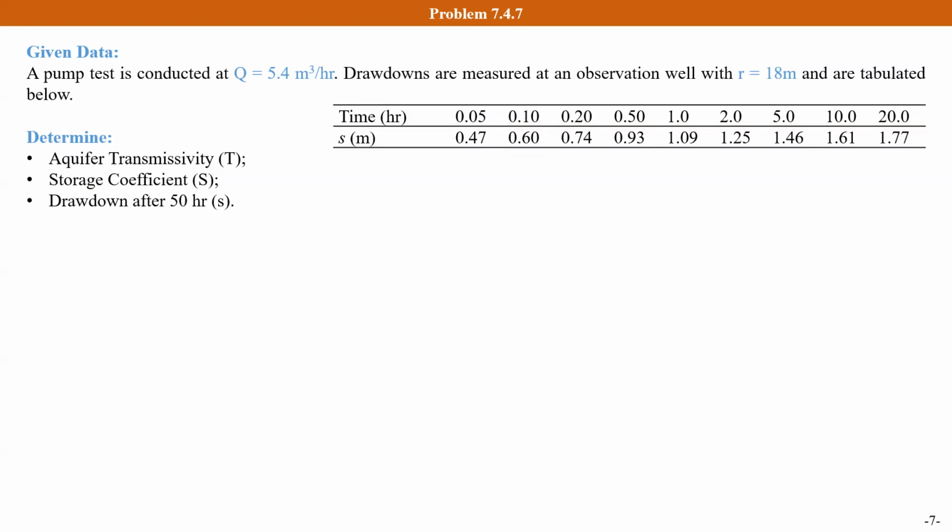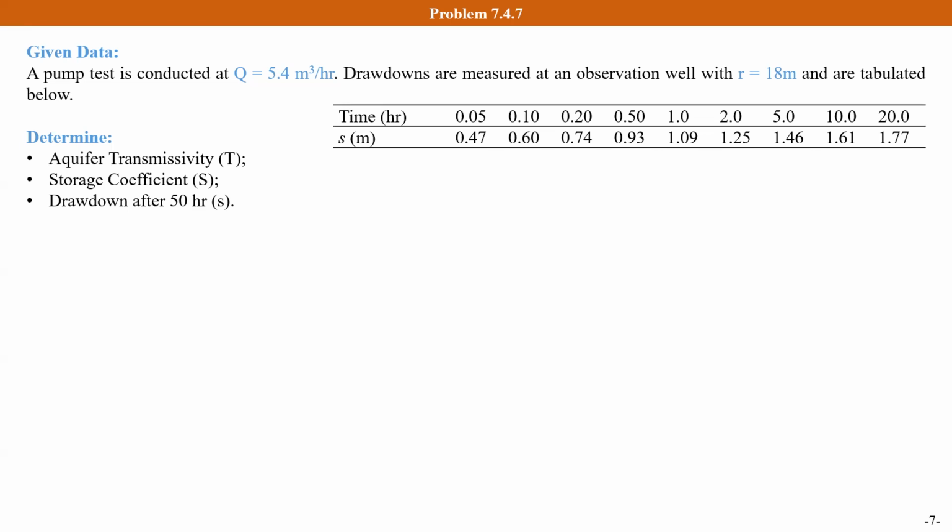Let's move on to problem 4. The characteristics of a confined aquifer are required. A pump test is conducted at a flow rate of 5.4 cubic meter per hour. Drawdowns are measured at an observation well located 18 meter from the pumped well and are tabulated below. We need to determine the aquifer transmissivity, the storage coefficient, and the drawdown after 50 hours.